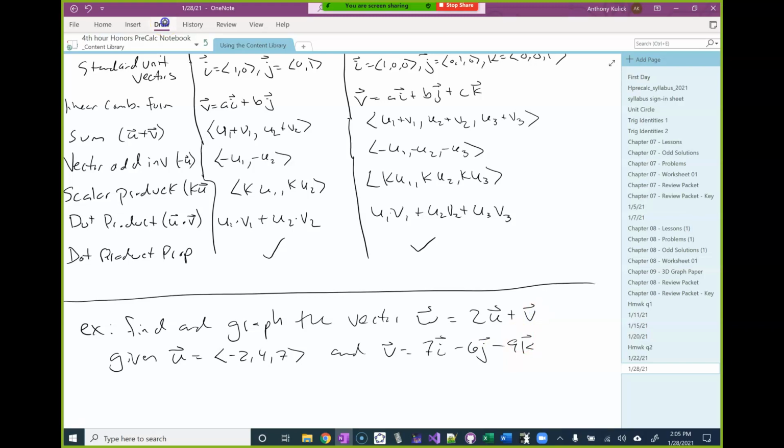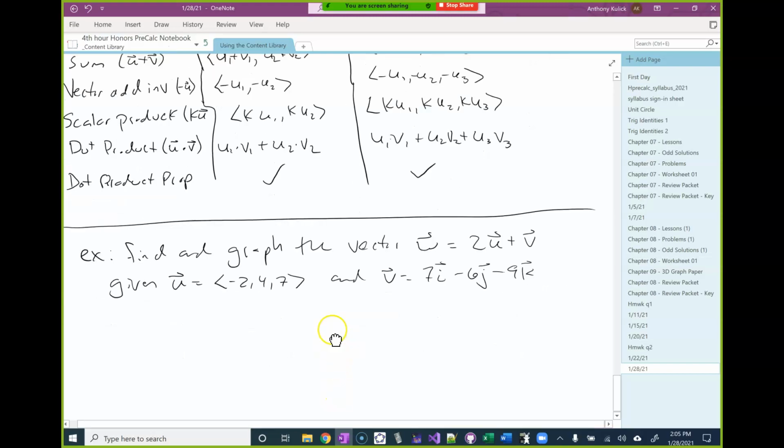So we'll do a little example here. Practice kind of doing this stuff again. So we're going to find and graph the vector w, which is equal to 2 times the vector u plus the vector v, where u and v are the given vectors.